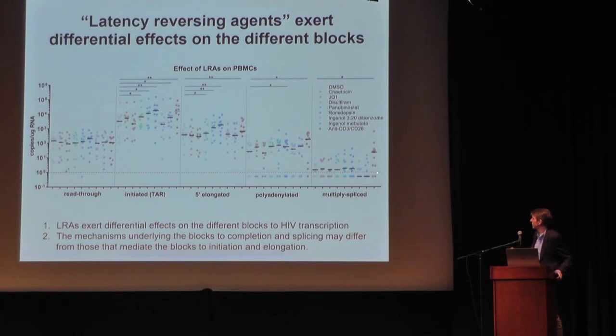The only thing that increases it is activation. So this data suggests that LRAs are really exerting different effects on these different blocks to HIV transcription, and also that the mechanisms underlying these different blocks may be very different. And I think it's particularly compelling to note that none of these LRAs really induced multiply spliced HIV transcripts. And we think that this is really essential for an agent to reverse latency. It's got to affect this block to splicing and increase multiply spliced HIV RNA.